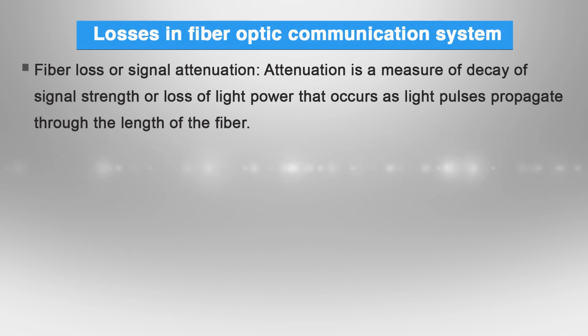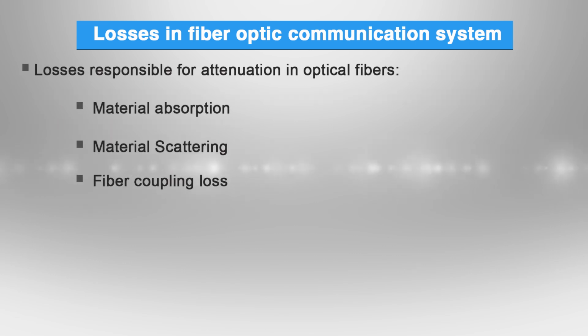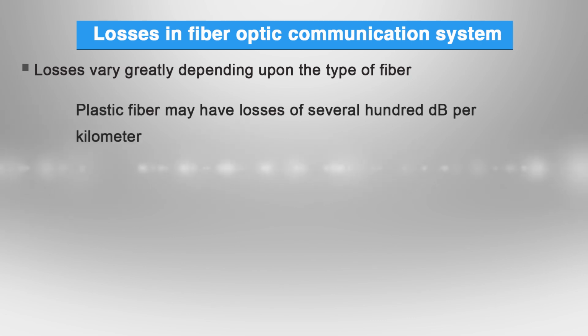Attenuation is a measure of decay of signal strength or loss of light power that occurs as light pulses propagate through the length of the fiber. It helps to determine the maximum transmission distance between a transmitter and a receiver. Losses responsible for attenuation in optical fibers are material absorption, material scattering, and fiber coupling losses. Losses vary greatly depending upon the type of fiber used. Plastic fiber may have losses of several hundred dB per kilometer.